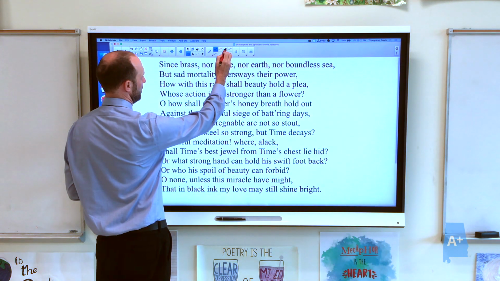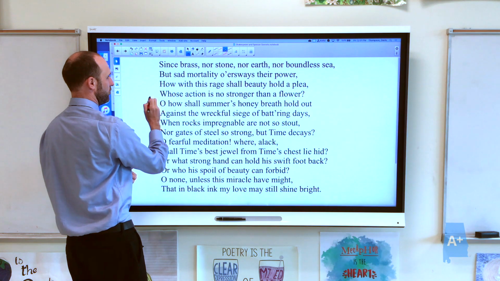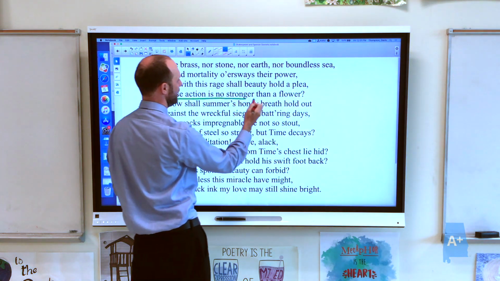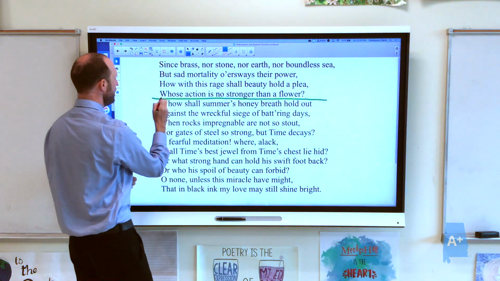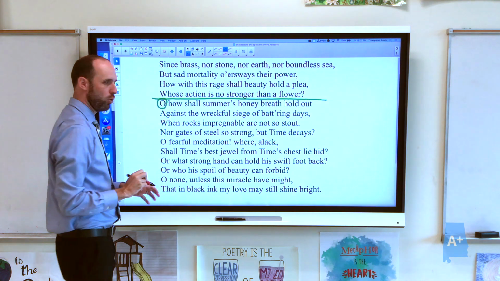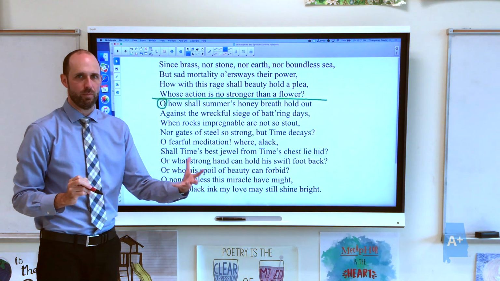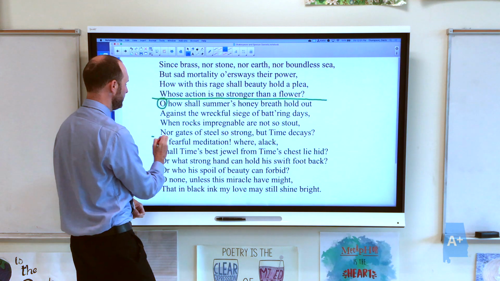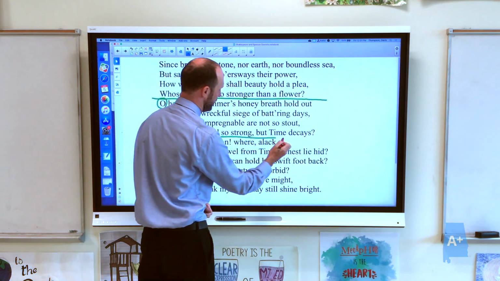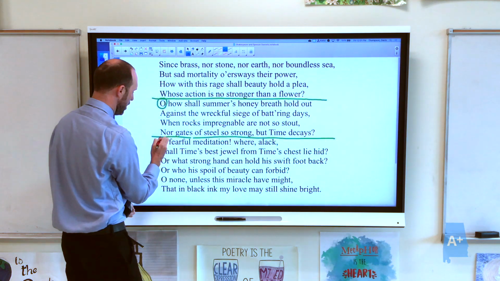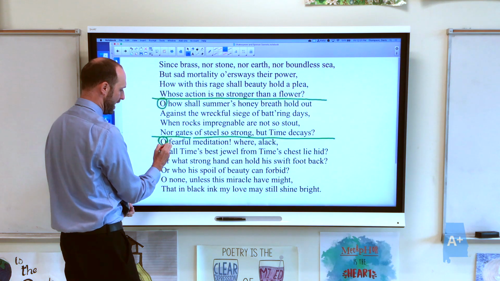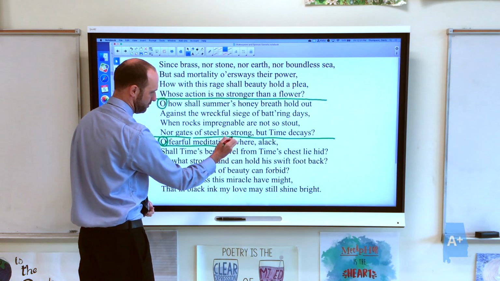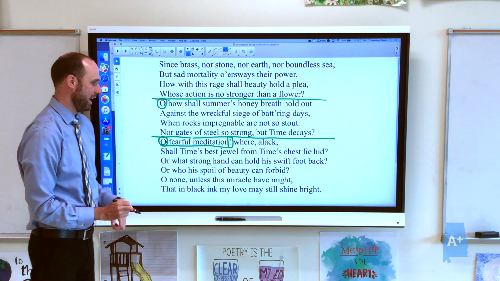I'll do this with, I think, green, the different sort of structures. There's a 4-line question. Then we notice an O. O's are important because they show a heightening of emotional investment. And we see that there's another 4-line question. And we get another O. Oh my goodness, it's getting really dramatic. And we get an exclamation point, very, very dramatic.